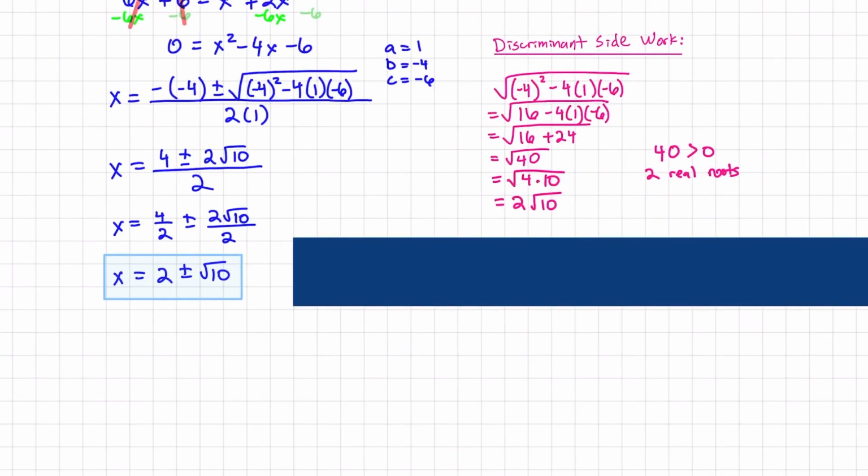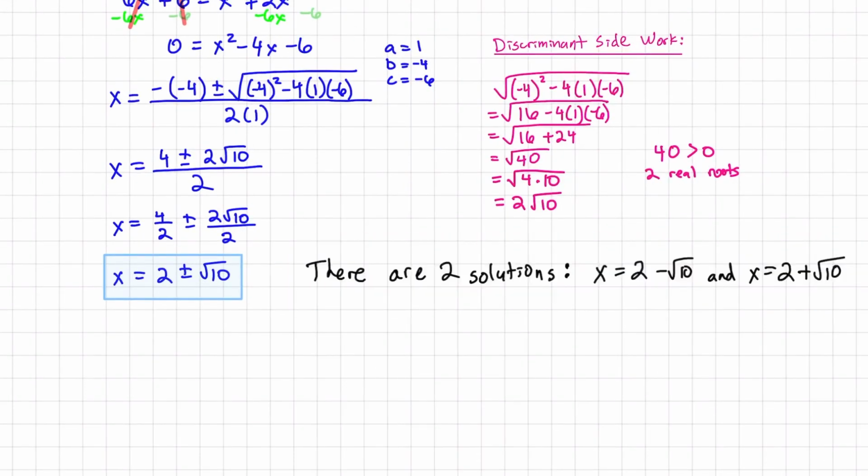All right, so just to be clear for our last little bit, there are 2 solutions. I have one that is 2 minus square root of 10, and one that is 2 plus square root of 10. All right, that's your little quick quadratic formula review.